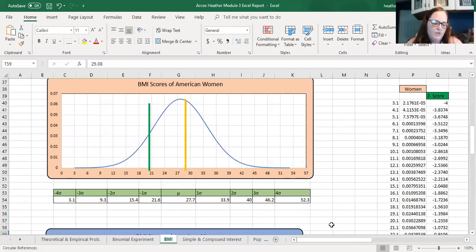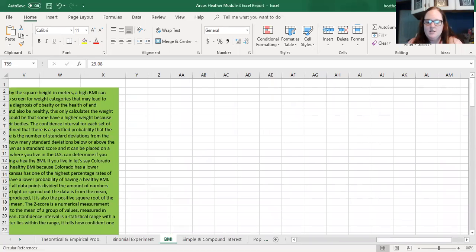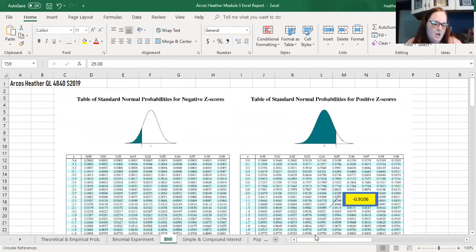Depending on where you live in the US, you can determine if you have a lower or higher probability. If you live in Colorado, and I got this information from the website, you have a higher probability of having a healthy BMI because Colorado has a lower percentage rate of obesity at 20 to 24%. Arkansas has one of the highest percentage rates of obesity at 35% or more. This means you have a lower probability of having a healthy BMI.